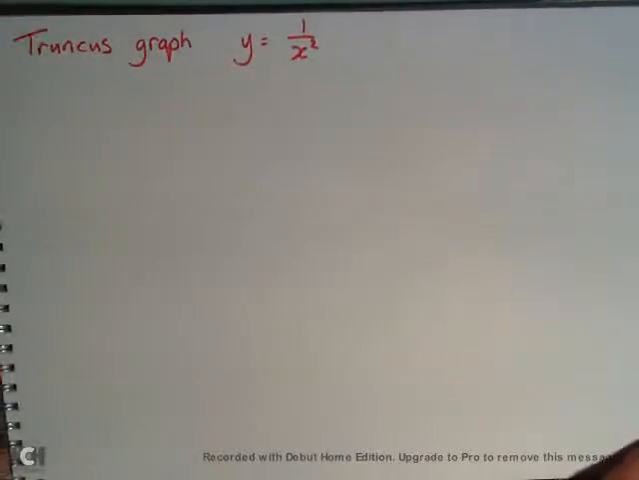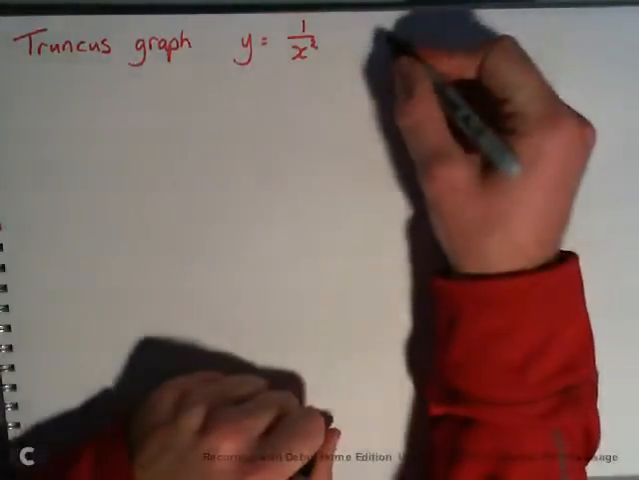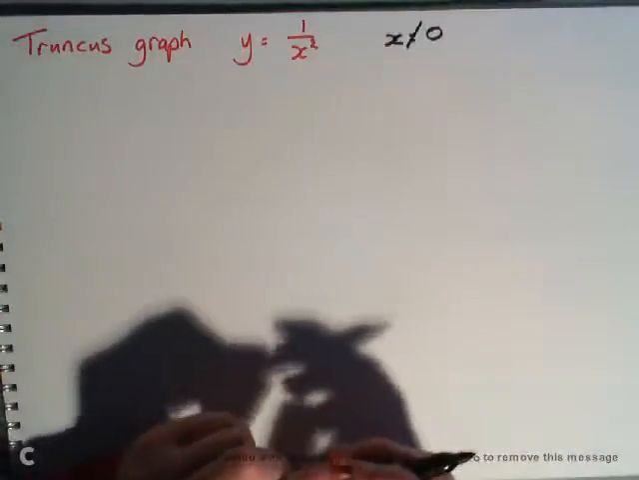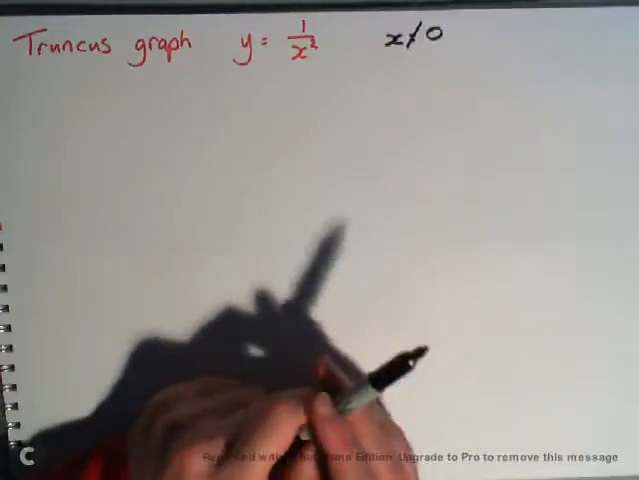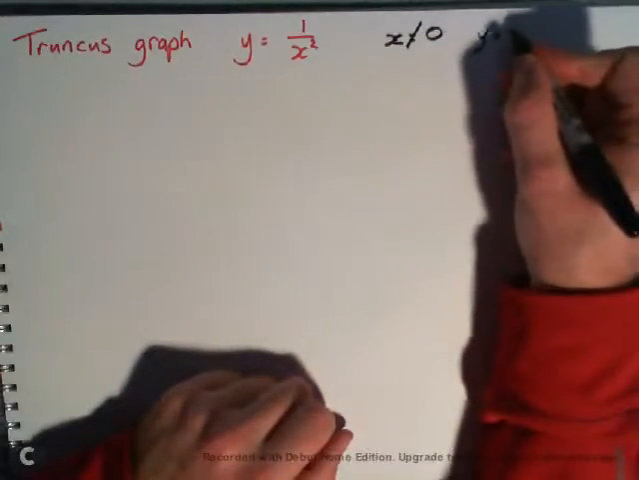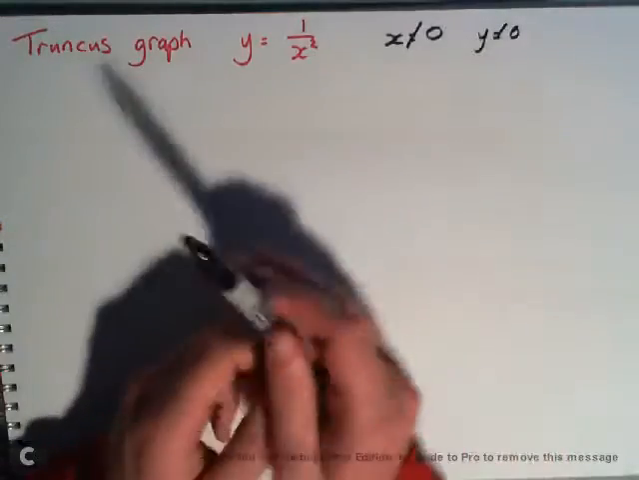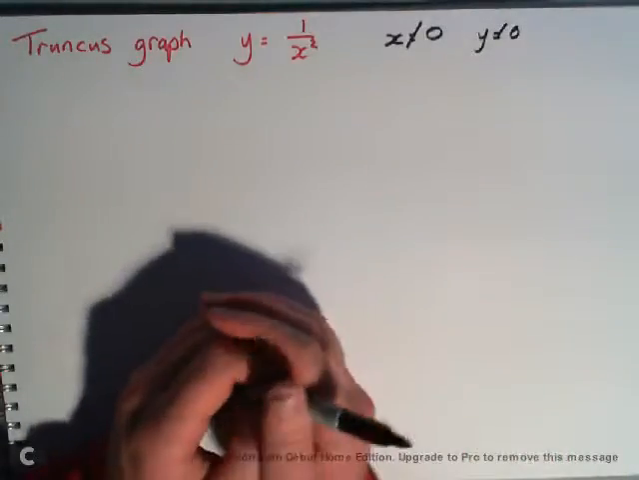Alright, in this video we're going to have a look at a similar graph, and that's the truncus. A truncus is y equals 1 over x squared. Now, first thing again to note, we can't have x equals 0, because we can't divide by 0. Again, for the y, we can't have y equals 0 either. So two points, automatically we can say there are two asymptotes again.